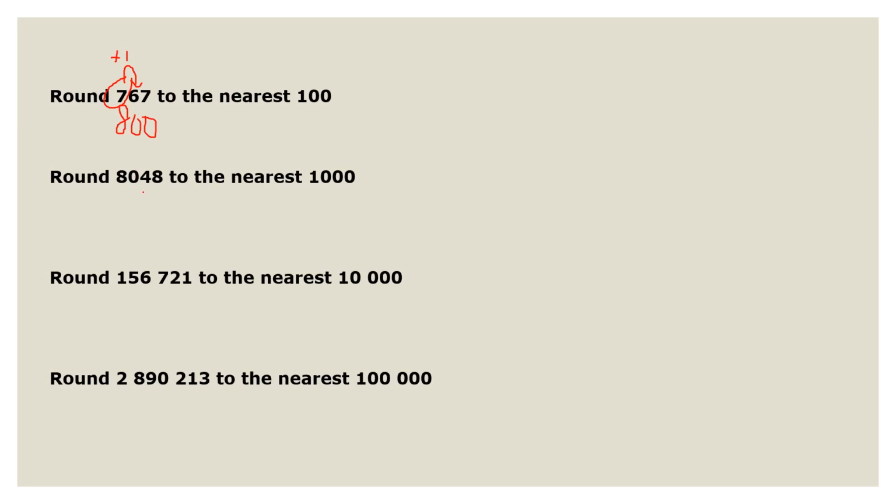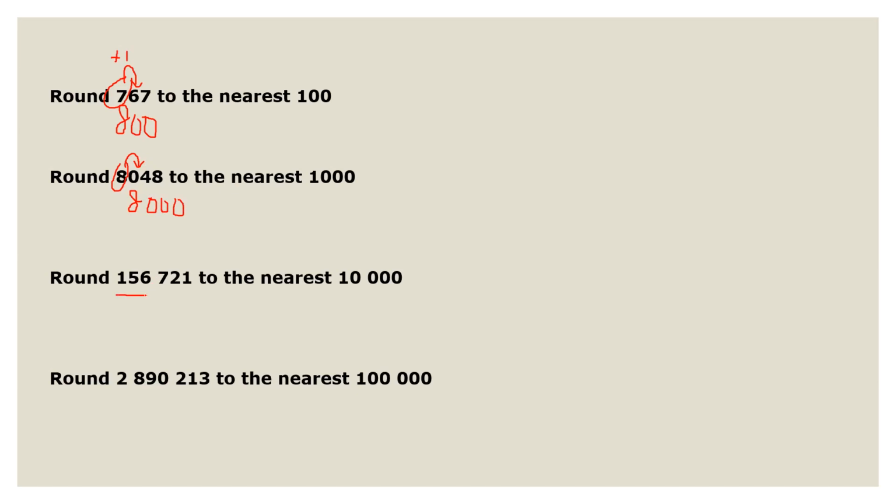Round 8048 to the nearest 1000. 8 is in the thousands place. The next digit is 0. So we have to round down. So it means no change needed to 8. 8,000.